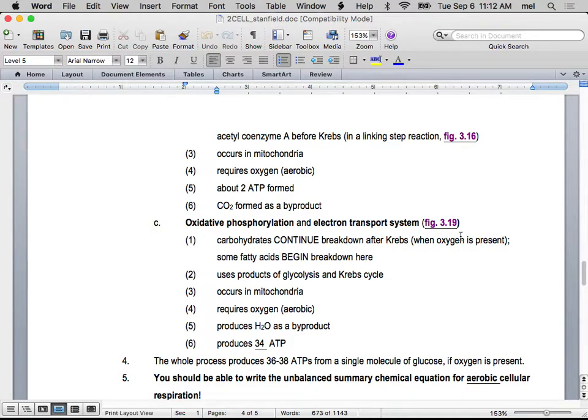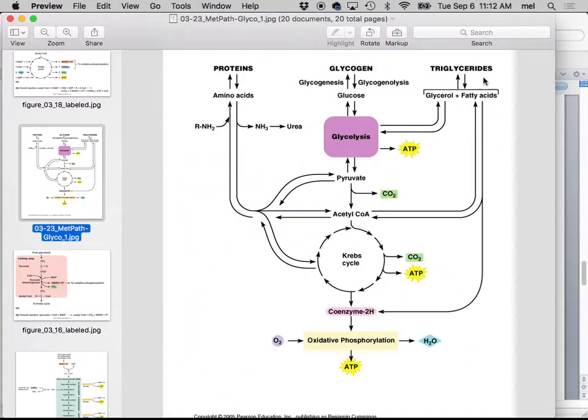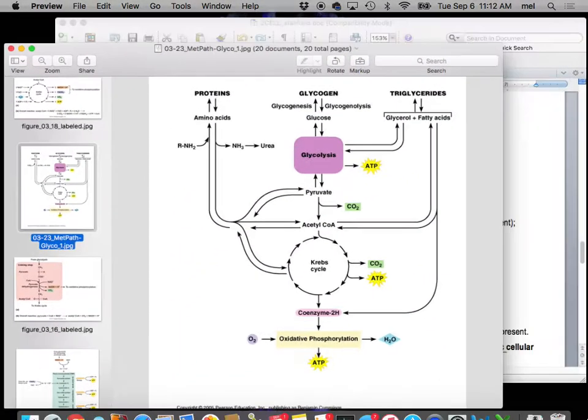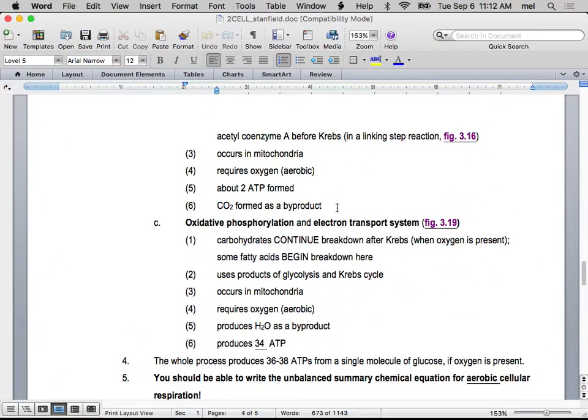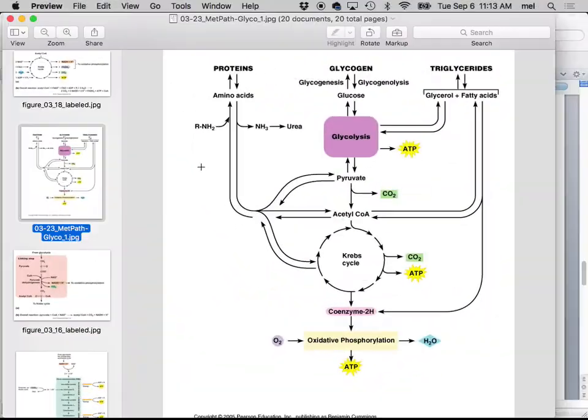So if you were doing oxidative phosphorylation, some fatty acids start right before that. Most of the proteins start in Krebs. But this is where carbohydrates would continue to be broken down if you had oxygen, in the presence of adequate levels of oxygen. And it occurs in the mitochondria. And since it occurs in the mitochondria, it requires oxygen, exactly. And it produces metabolic water as a byproduct, and it produces 34 ATPs.